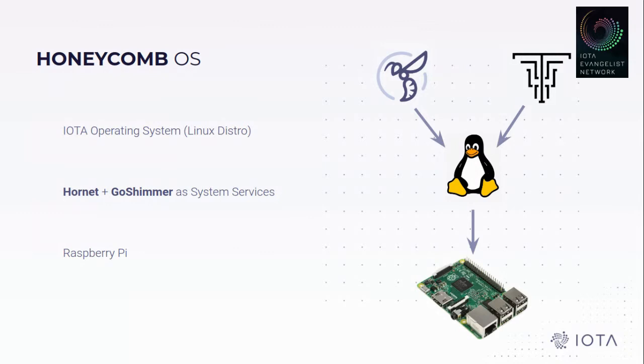So that's where everything comes together and where we start talking about Honeycomb OS, because Honeycomb OS is basically the IOTA operating system, which is nothing but a Linux distribution. The special thing about Honeycomb OS is the fact that it has Hornet and Goshimer out of the box, and they're already installed for you as system services. And you can download Honeycomb OS and install it on the SD card for your Raspberry Pi, and you can start running IOTA nodes in your Raspberry Pi.